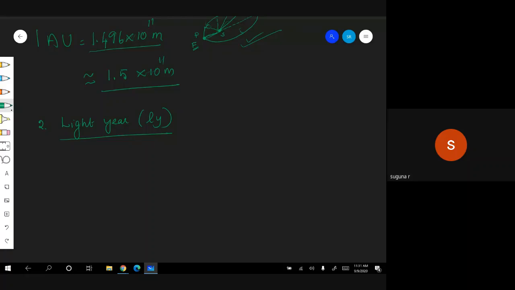Therefore, what is the distance traveled by the light in 1 year? You have to calculate now. For that, you know very well, distance is equal to velocity into time. Now what we want is the distance traveled by the light in 1 year, t is equal to 1 year.